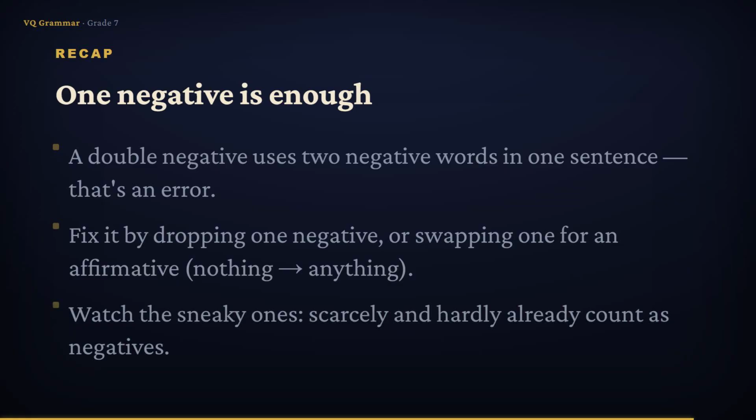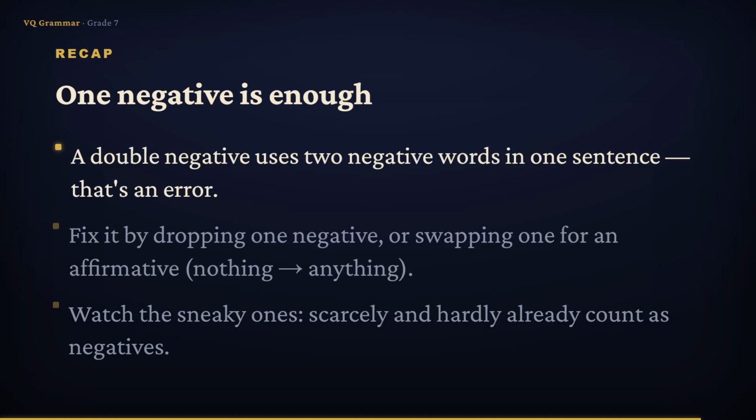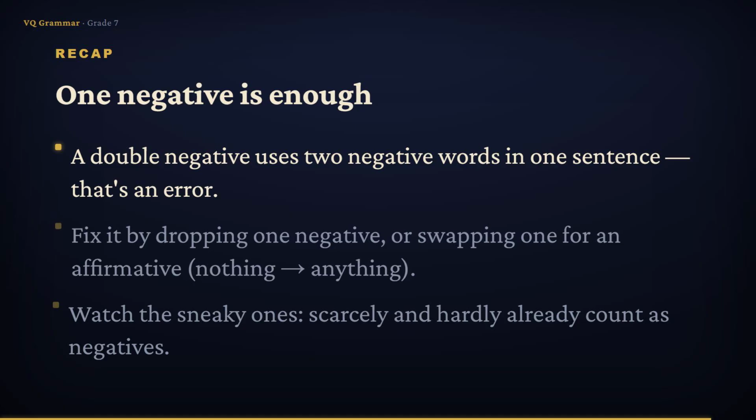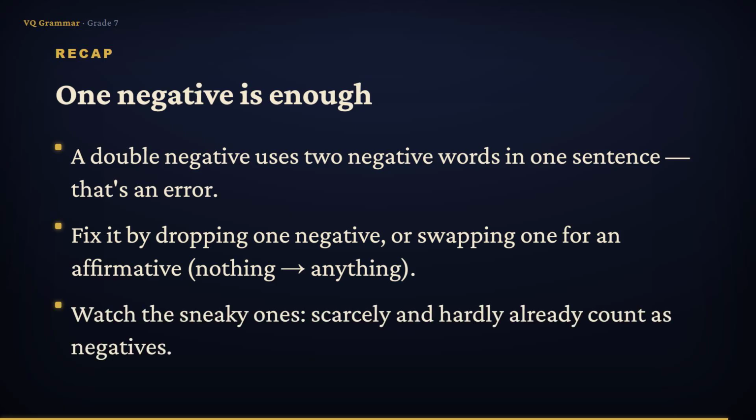Let's gather up what we learned. A double negative happens when 2 negative words show up in the same sentence. And in standard English, that's an error. You fix it 2 ways. Drop one of the negatives or swap one for an affirmative word, turning nothing into anything or never into ever. And keep a close eye on the sneaky pair, scarcely and hardly, because they already count as negatives all by themselves. 1 negative per idea is all you ever need.